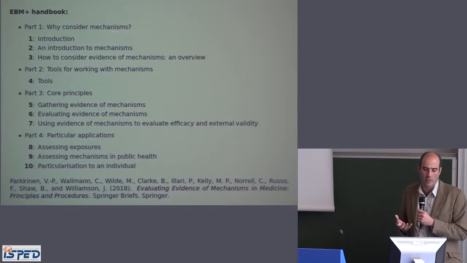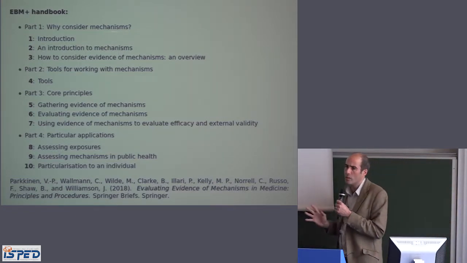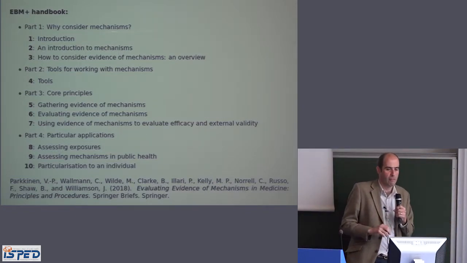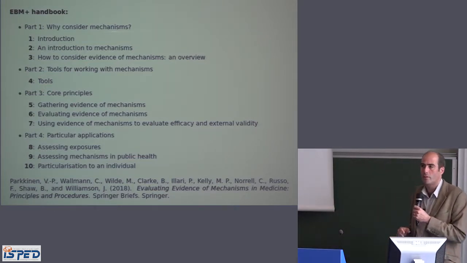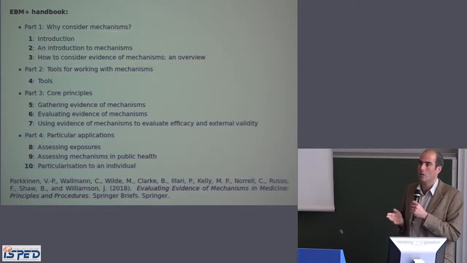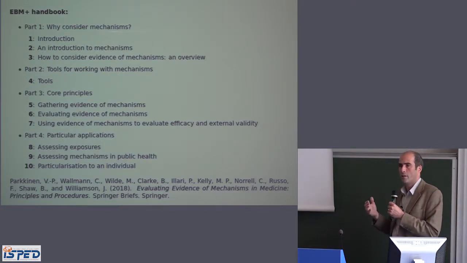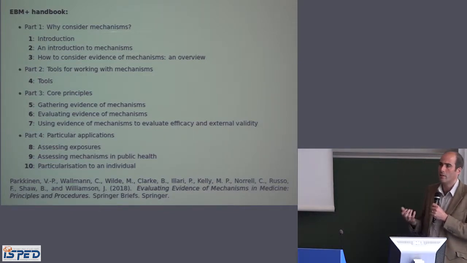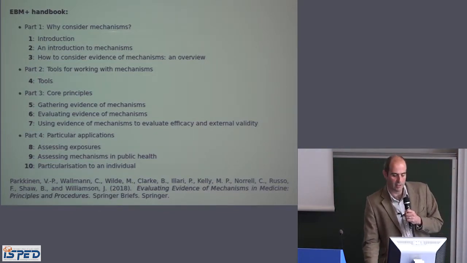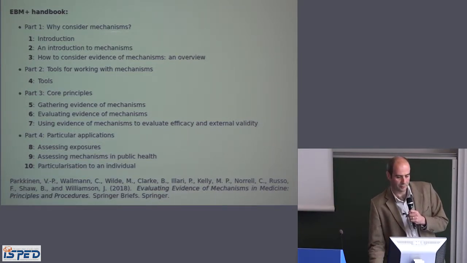Then we put forward tools for working with mechanisms. Different organizations, different groups of people use different tools systematically for reviewing evidence. So for example, we worked with the National Institute for Clinical Excellence in the UK, NICE. They tend to use grade tables for analysing their evidence. And so we come up with a modified grade table that can help you analyse mechanistic evidence as well as the clinical studies.